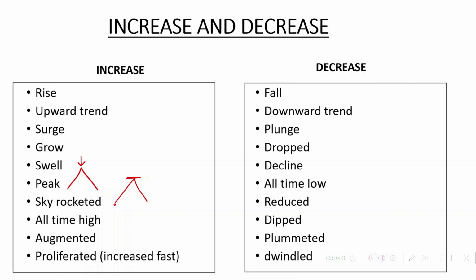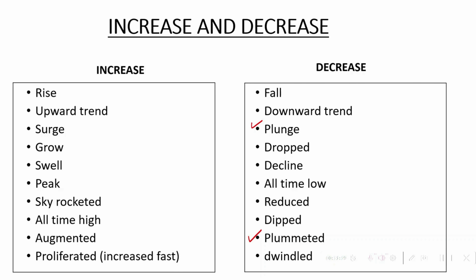Now let's go towards decrease. There was a fall or a downward trend, a plunge. It dropped to, or it declined. There was an all-time low. It reduced, dipped, plummeted. So I usually like the words plunge and plummeted. It's something different to what students normally write. Or it dwindled to. It really decreased to. I hope you're noting these ones, or if not, please go through them over and over again and include them in your writing.